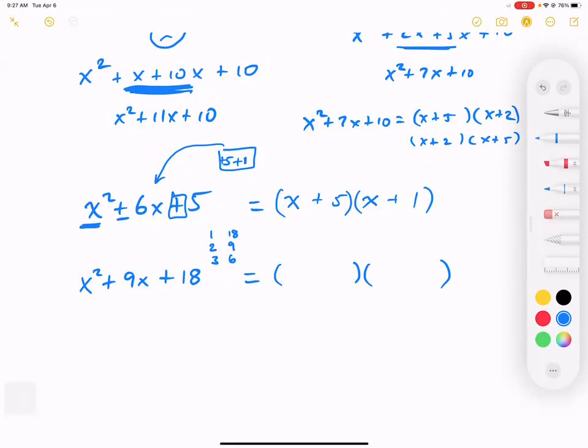Now, which of these would add up to 18? No, sorry, which of these would add up to 9? Would 1 and 18 work for us? Does that add up to 9? Does 2 and 9 add up to 9? Does 3 and 6 add up to 9?